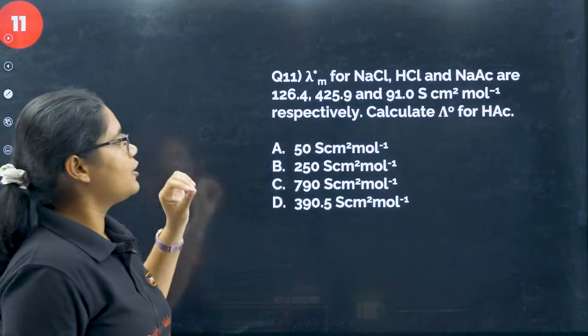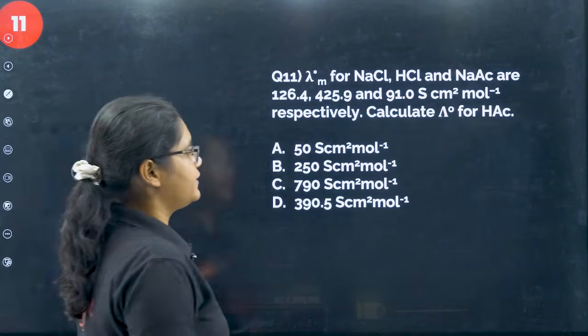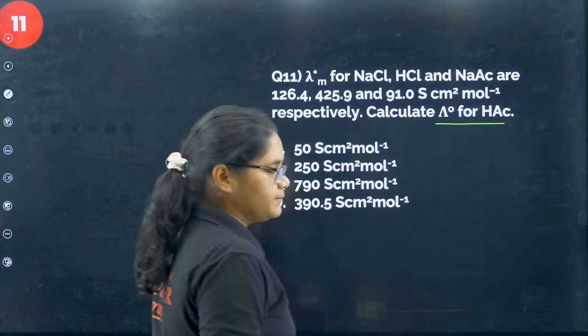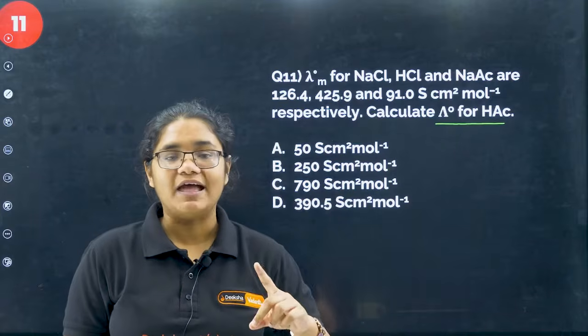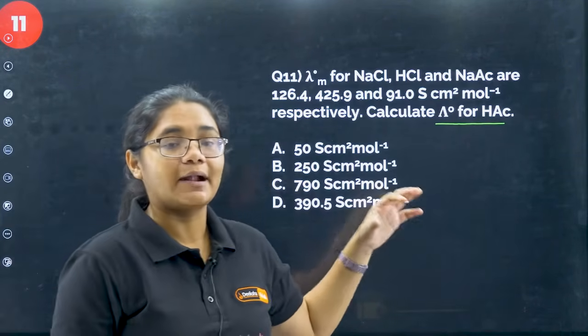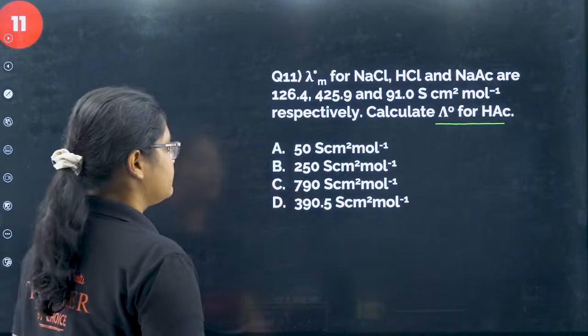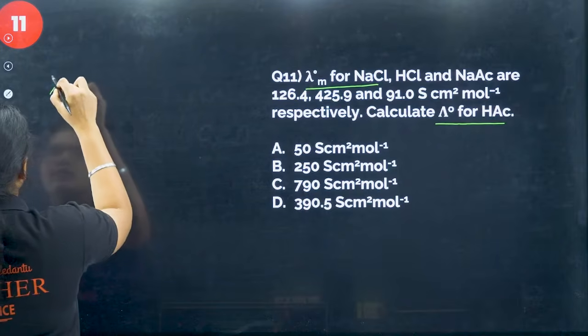Next, lambda naught m for NaCl, HCl and NaAc are given. Calculate the lambda naught m for HAc. This is where you have to use Kohlrausch's law. If you remember, one of the applications of Kohlrausch's law was to find the weak electrolyte's lambda naught m value. So I want it for HAc. So first let me write down all the values that are given to me.